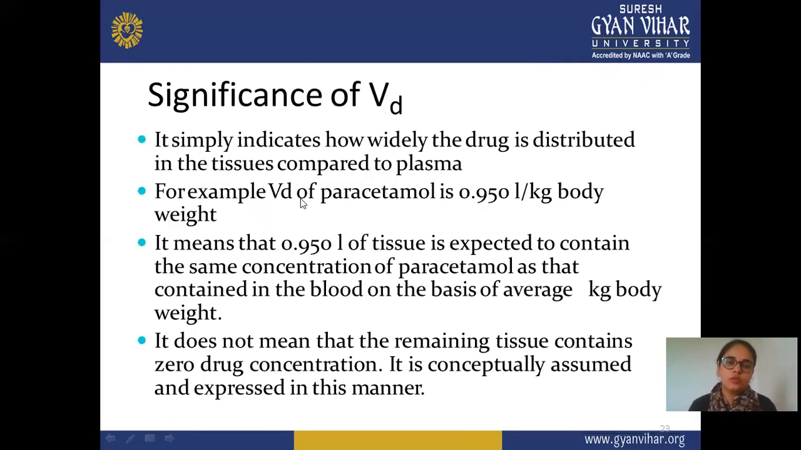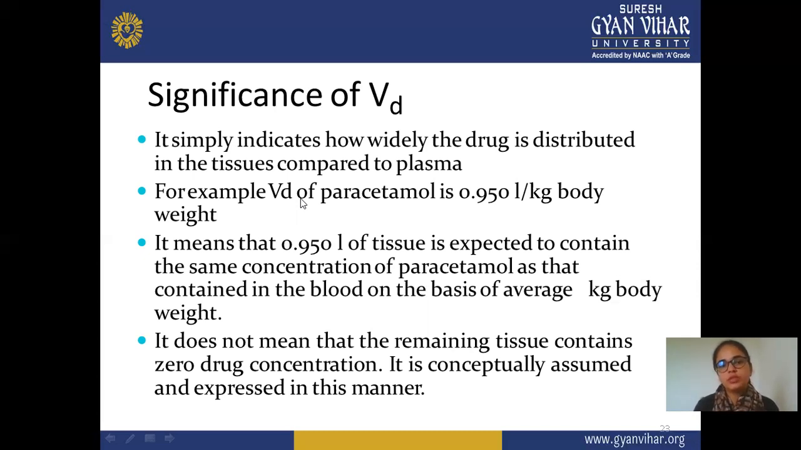Next is the significance of volume of distribution. It simply indicates how widely a drug is distributed in the tissue compartment relative to the plasma, meaning how much drug is distributed to a particular tissue relative to the plasma drug concentration. For example, VD of paracetamol is 0.95 liter per kg body weight. It means that 0.95 liter of tissue is expected to contain the same concentration of paracetamol as the blood, on the basis of average kg body weight. This indicates the significance of volume of distribution in your body.